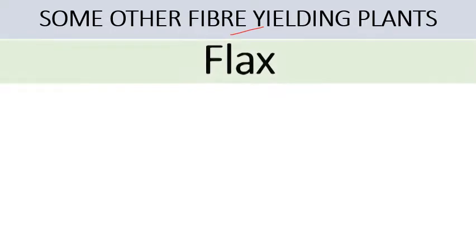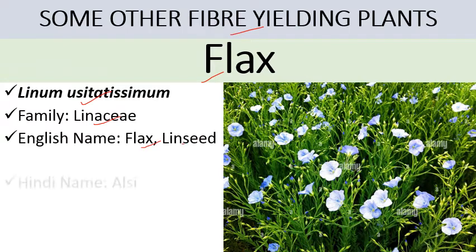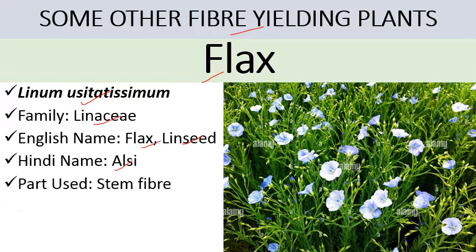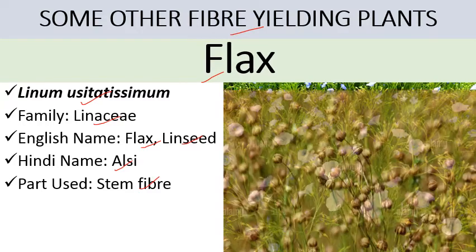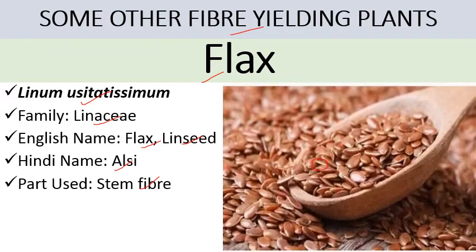Next, there are some other fiber-yielding plants, like flax. Its botanical name is Linum usitatissimum, family is Linaceae, English name is flax or linseed, Hindi name is alsi, and the part used is stem fiber. And this is the fruit that contains the seeds of this linseed, and these are the seeds which are a very rich source of various minerals and nutrients.